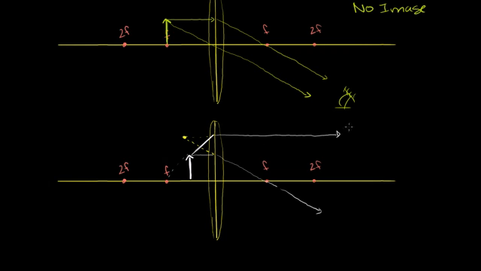So what's going to happen? Well, if someone's eyes are processing these light rays, they're going to see the tip of this arrow all the way up here. They're going to see the base of this arrow down here. And essentially they are going to see a magnified virtual image of the actual arrow. Anyway, hopefully you found that interesting.